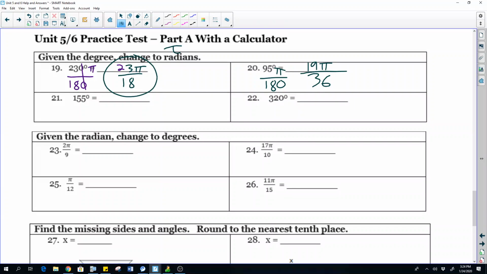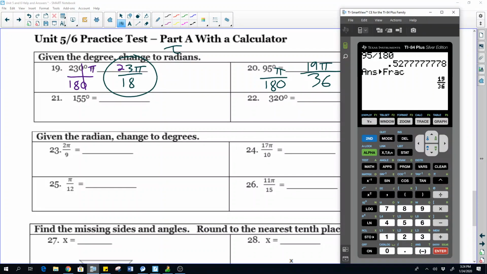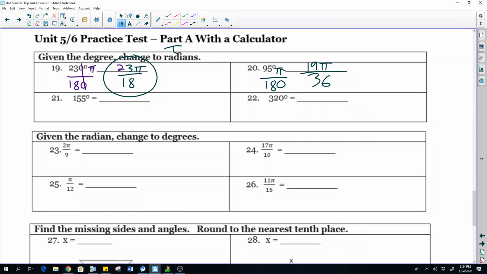Cool. Let's try it with the next two really fast, because calculators are fun. So now we take 155, put the pi off to the side, and then divide by 180, and then let the calculator reduce it for you. 31 pi over 36. Cool. 31 pi over 36. Awesome.